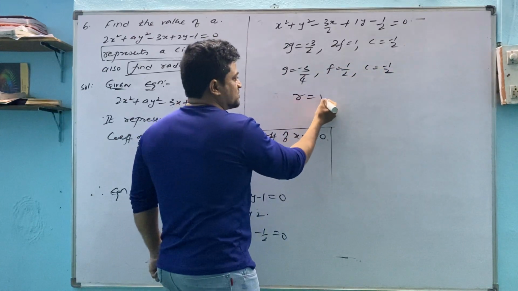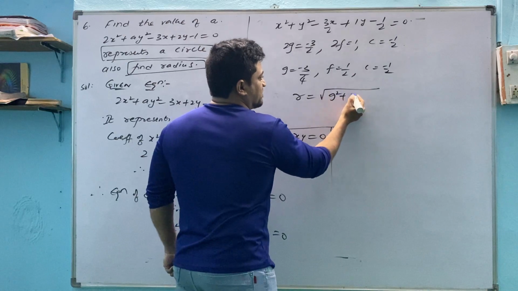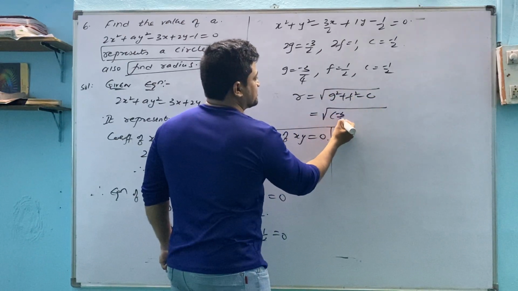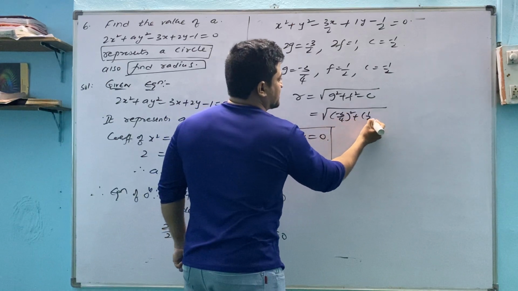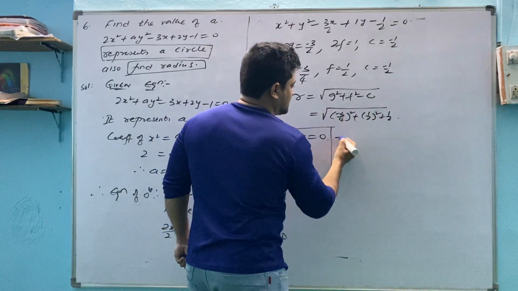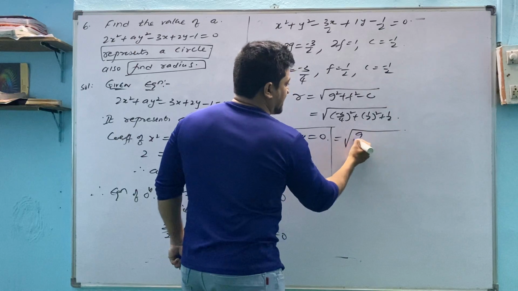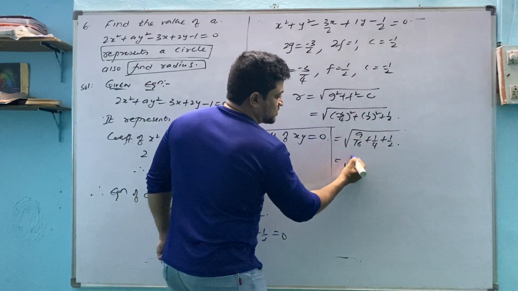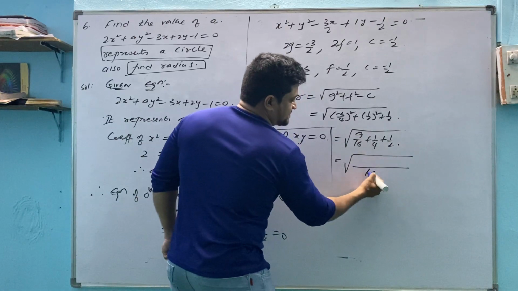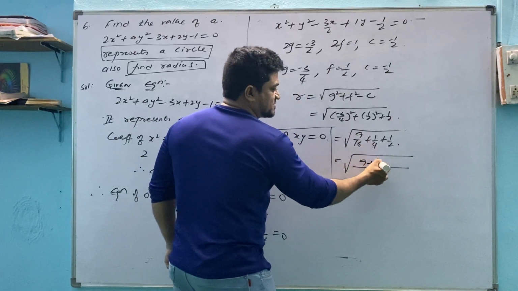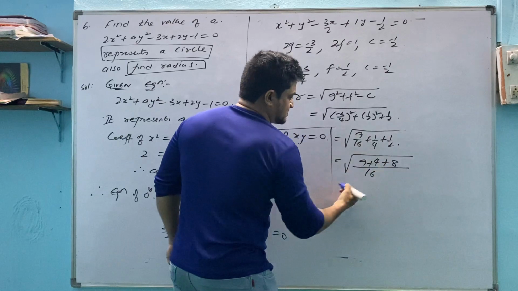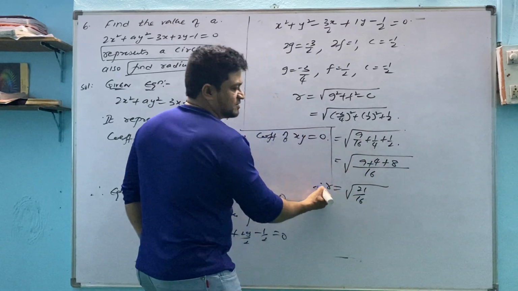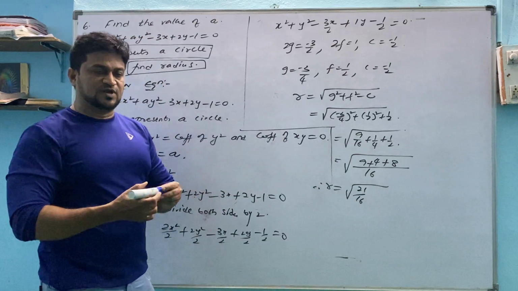So radius equals root over g square plus f square minus c. Root of g square plus f square minus c. So root over 9 by 16 plus 1 by 4 plus 1 by 2. So 16 is the LCM. 9 plus 16 plus 8. Root 33 by 4 is the value of the radius. So the remaining things we'll discuss tomorrow.